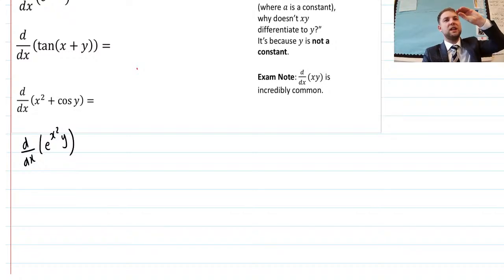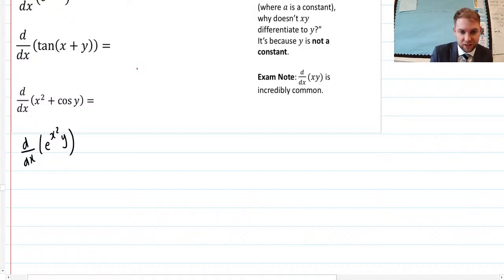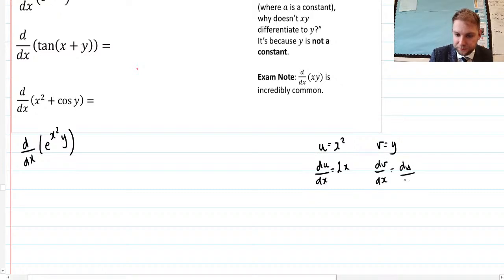So we've got to differentiate the outermost layer, which is the e. The inner layer is that x squared y. So I need to differentiate that as well. So if I write down here, u is equal to x squared, v is equal to y. I'm going to differentiate this first because I'm going to do all the differentials in a second. So du by dx is equal to 2x. dv by dx is equal to dy by dx.